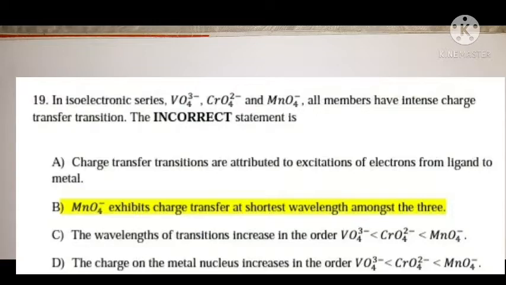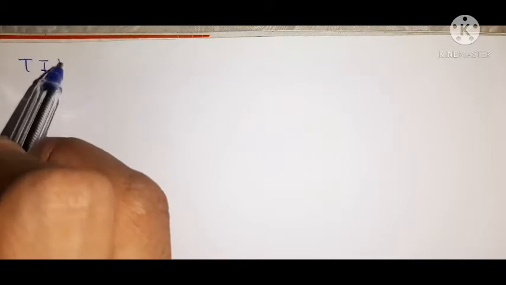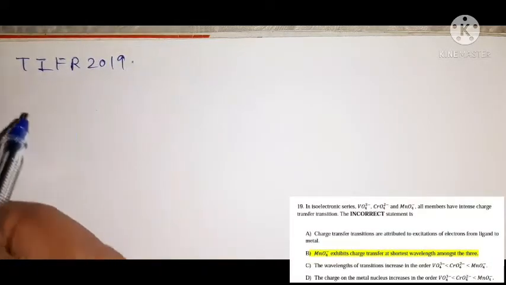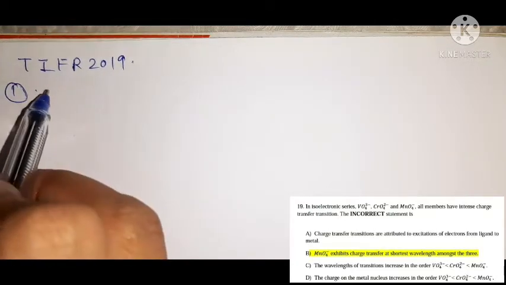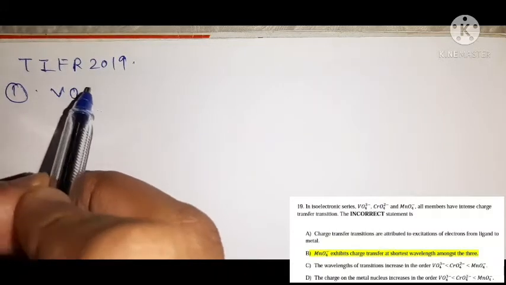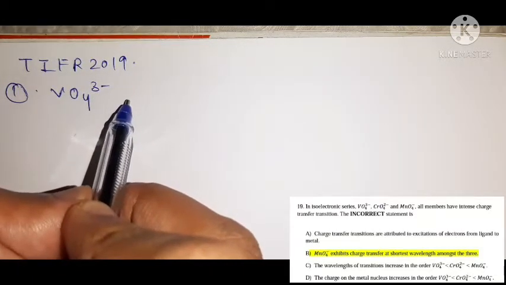So friends, in this question we have an isoelectronic series of these three complexes, and they show intense charge transfer transition. So you must find the incorrect statement for their charge transfer transition out of these four options. Understand? Okay, so let's do the solution of this question. Now you remember this question was asked in the TIFR 2019 exam. So in this question we have this isoelectronic series.